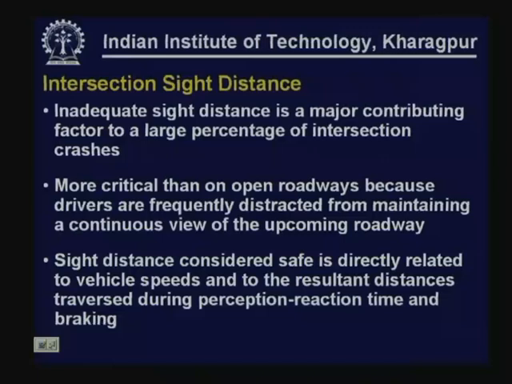Side distances which are considered safe directly depend on vehicle speed, always it depends on the vehicle speed, and on the resultant distances traversed during perception reaction time and braking. We have already discussed the side distance consideration, particularly stopping side distance. So, we know there is a perception reaction component and then there is a braking component, and obviously the required side distance depends on the vehicle speed, as well as the time for perception reaction and for braking or other kinds of activities.